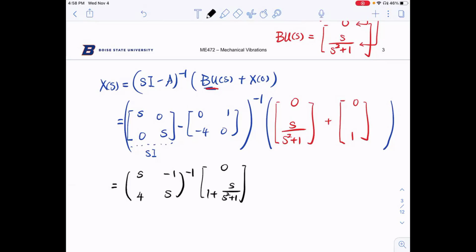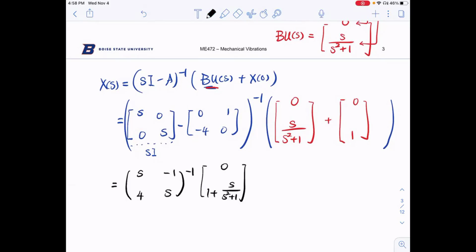S minus 1, or S. All right, I just did these in MATLAB, and then you can find out that it is S over S squared plus 1 divided by S squared plus 4.